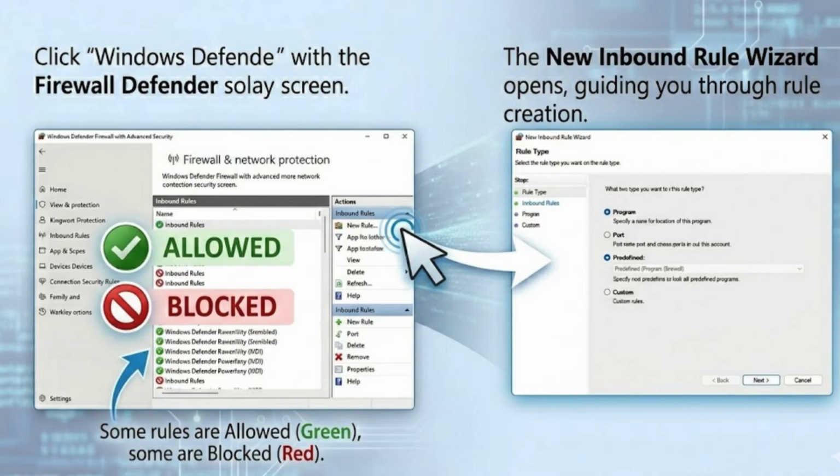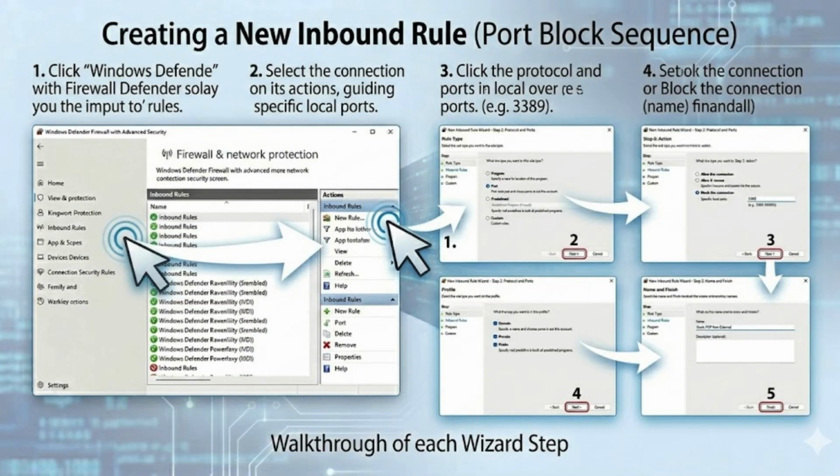To create a new rule, click New Rule in the right panel. The New Inbound Rule wizard opens. You'll be asked what type of rule you want to create. The options are Program, Port, Predefined, or Custom. For most beginner use cases, you'll use Port. Select Port and click Next.